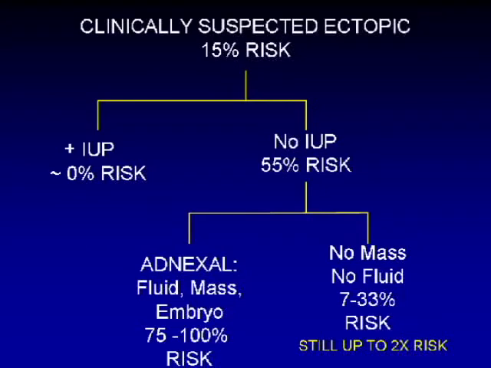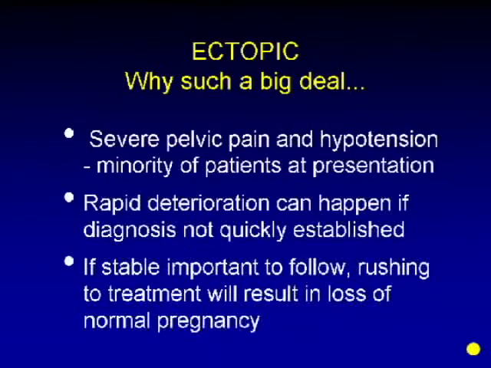But if you see no mass, no fluid, the risk, of course, decreases, but it's still twice the initial risk. So at that time, you would recommend, as appropriate, whether to follow up with imaging or beta hCG. So why is ectopic such a big deal?